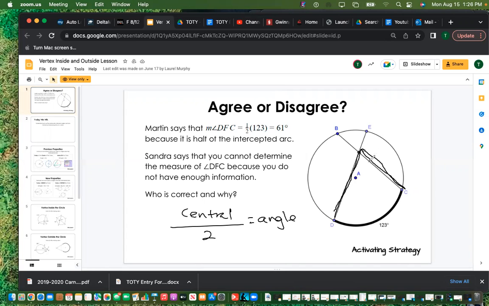Now, let me ask you this. Is this the central angle? No, because it's not at the center, right? So the formula that Martin used was not correct. That was the last time that we talked.